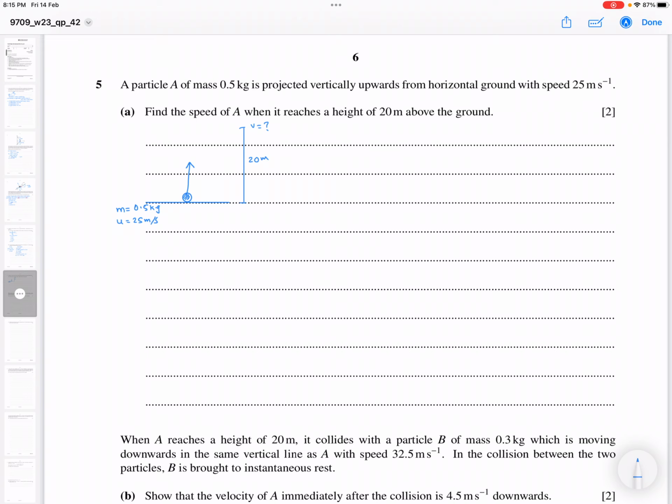So simply use v squared equals u squared plus 2as. So v squared equals 25, the initial velocity, squared, plus 2 into a, which is actually negative 10 because it's going upward, and my s is given as 20. So simplify this, and you will get your velocity, 15 meter per second.